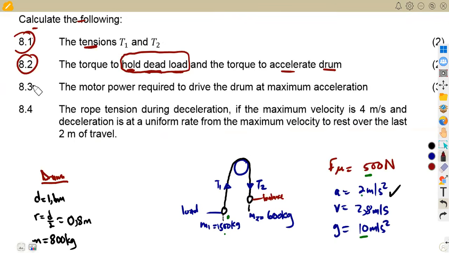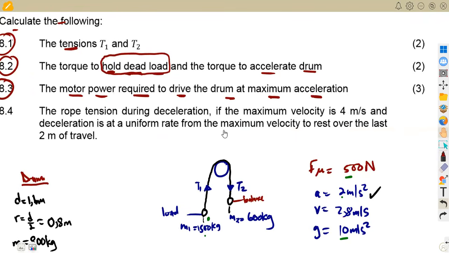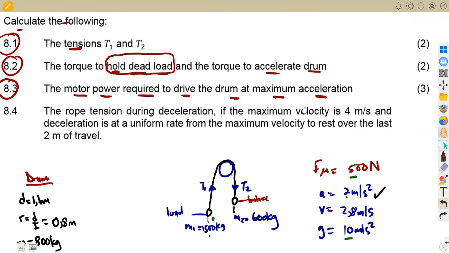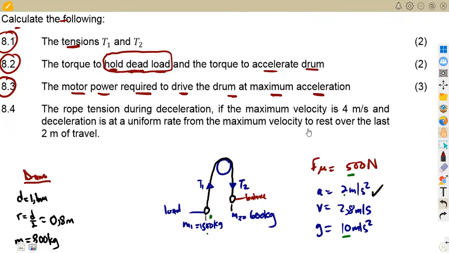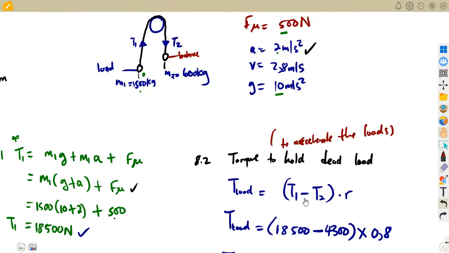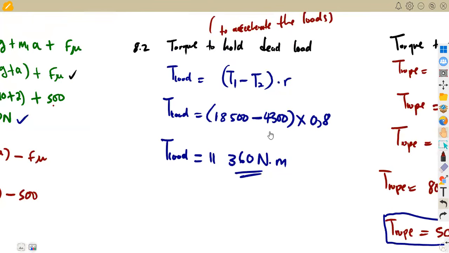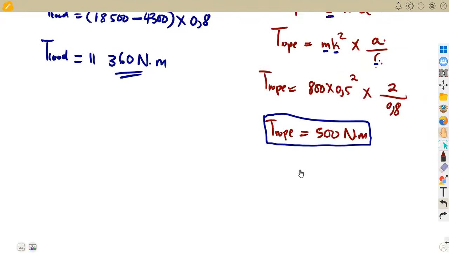Now the question is asking us on 8.3 for the motor power required to drive the drum at maximum acceleration. Remember, we calculated at maximum acceleration the two torques that we have, the torque affecting the drum in this case. So in order for us to obtain the power, we are going to use the formula: the power of the motor is the total torque times the angular velocity, which is the angular speed of the motor.